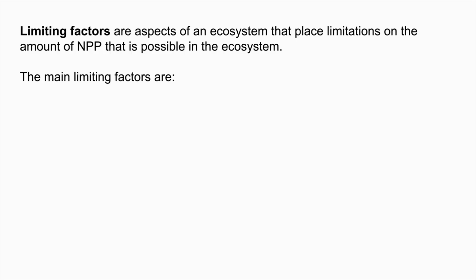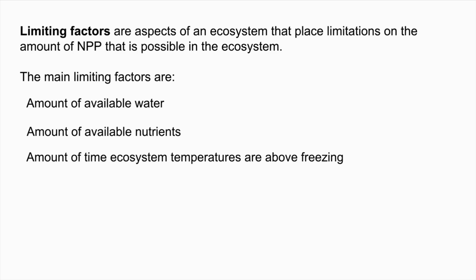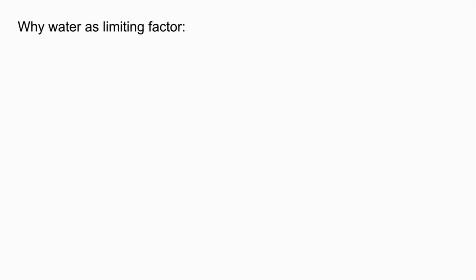Limiting factors are aspects of an ecosystem that place limitations on the amount of productivity that can occur, and therefore on the amount of NPP that can be available in the ecosystem. So there's several main limiting factors that we need to talk about. Let's just briefly go through them. The first one would be the amount of available water. The next one would be how many nutrients are available. Then we'd have to concern ourselves with how much of the year the ecosystem is above freezing. And then finally, how much light is available. So I'm going to look at each of these in turn.